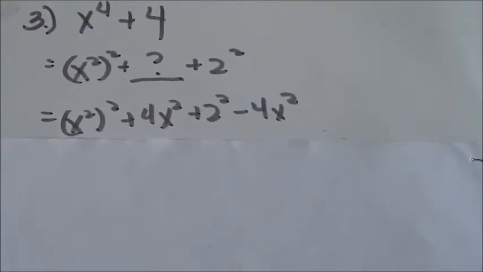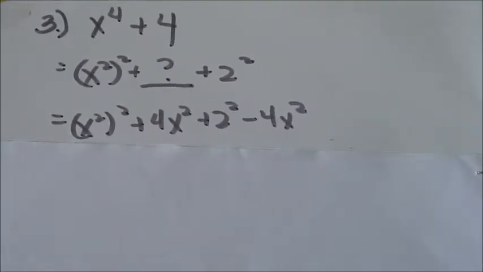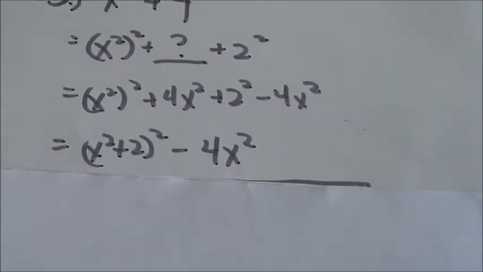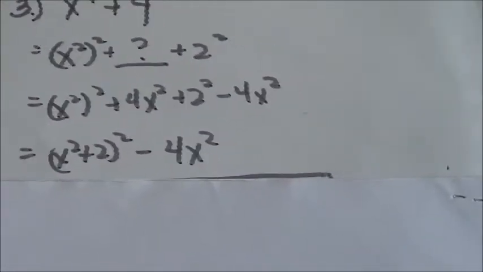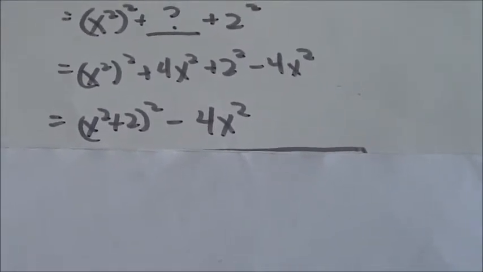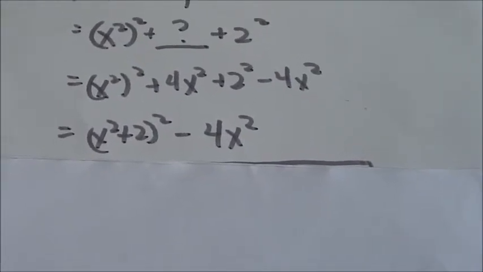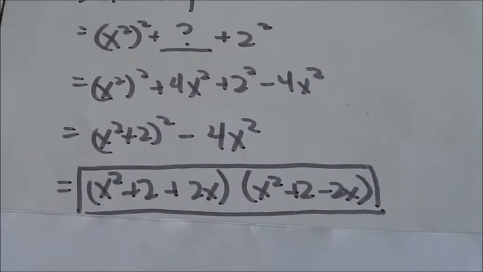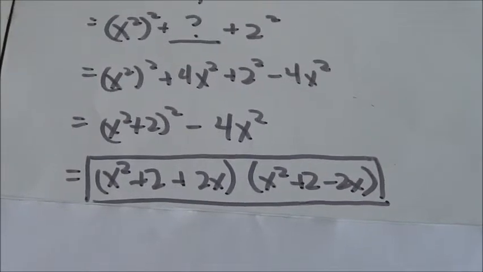minus 4x squared. Then the first three terms are actually a perfect square trinomial, so we can simplify it as x squared plus 2 quantity squared minus 4x squared. Noticing that this equation is actually a difference of two squares, we can further factor it, and we get the final answer, which is x squared plus 2 plus 2x times the quantity x squared plus 2 minus 2x.